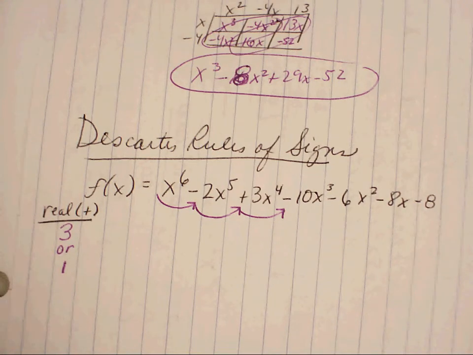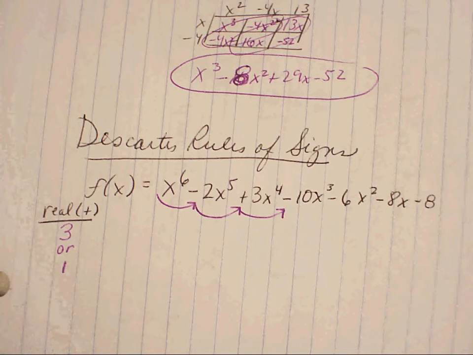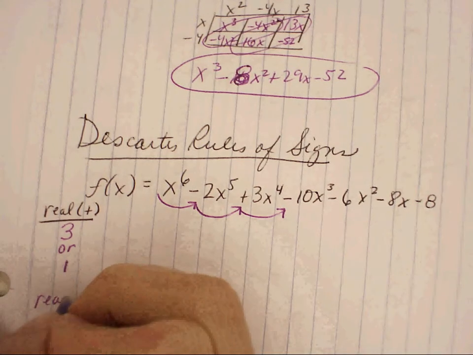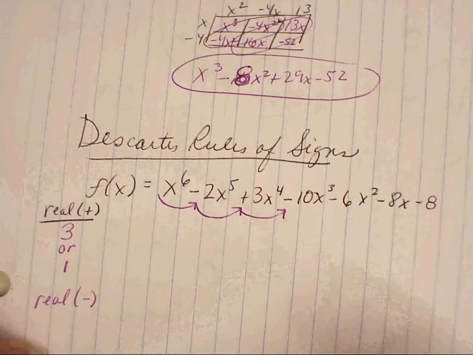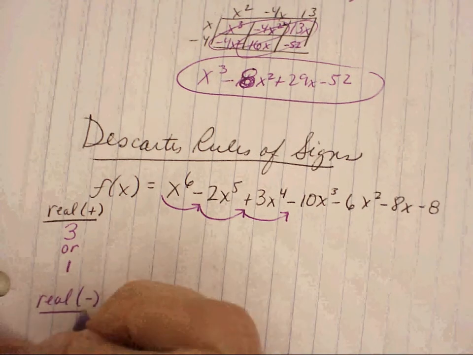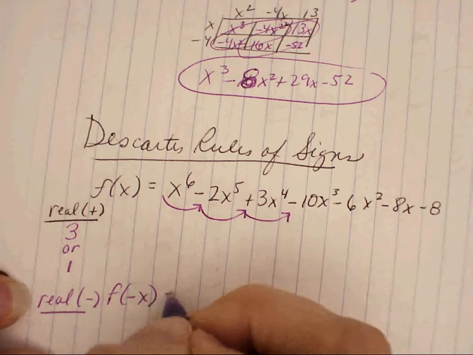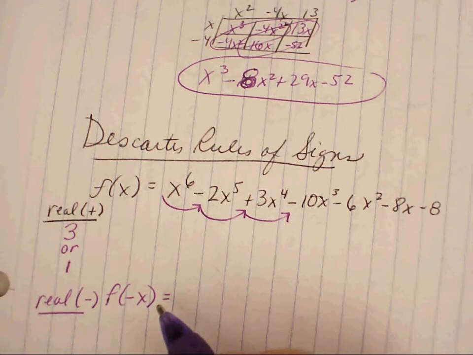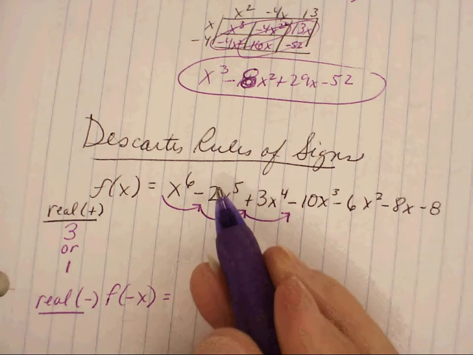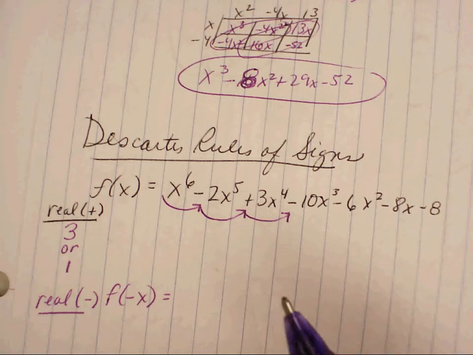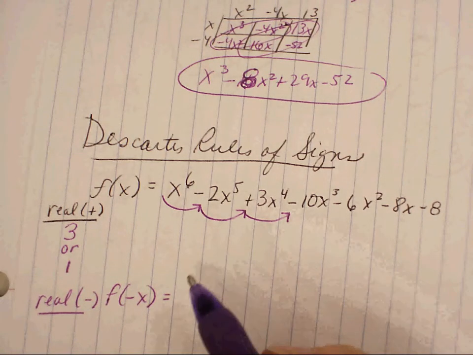Does anybody know why I can't have 2? It has to do with imaginaries, hint, hint. Does anybody know how imaginary numbers travel? How do they travel? They do like completely opposite direction of everything else.